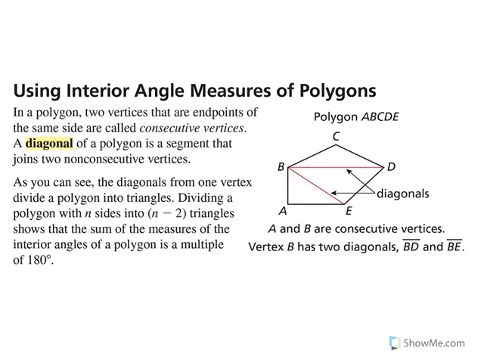So one of the things to think about is a triangle. We've already done this before, where a triangle, we know the interior angles, if we add them all up, will equal 180 degrees.